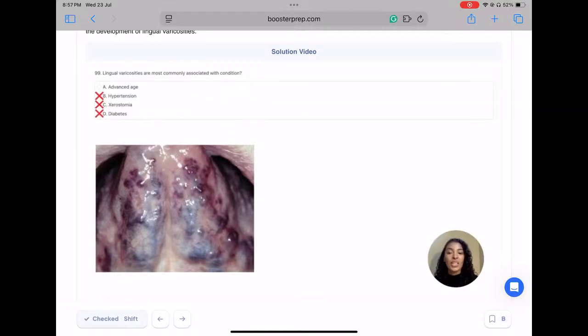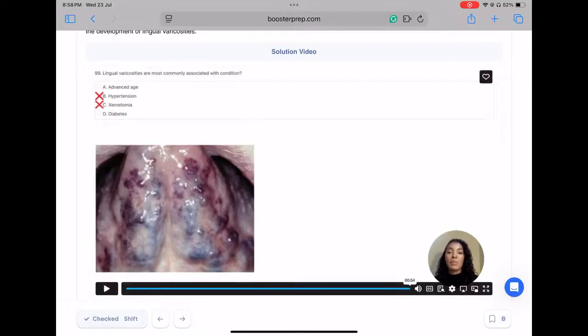So this is true that lingual varicosities are commonly seen in older patients. This is because as you get older, there is a breakdown of the elastic fiber in the venous wall connective tissue. So this is the correct answer for this question.